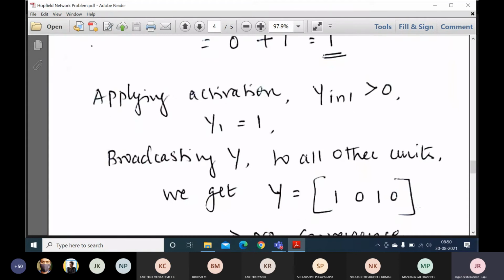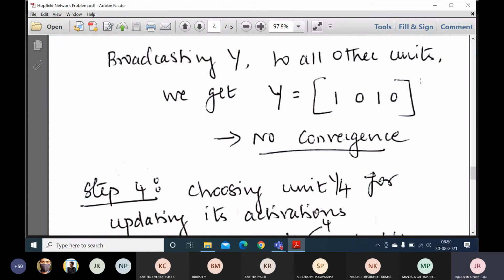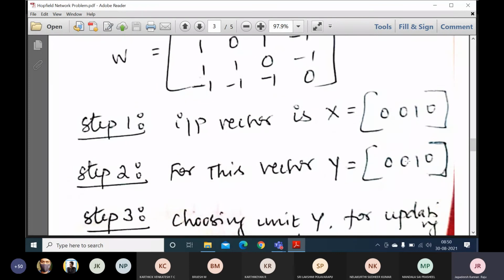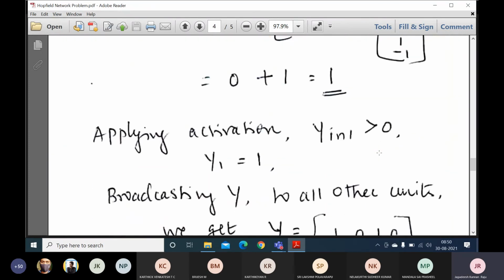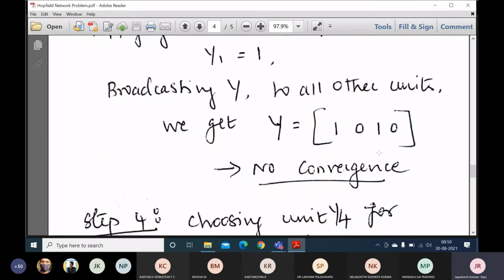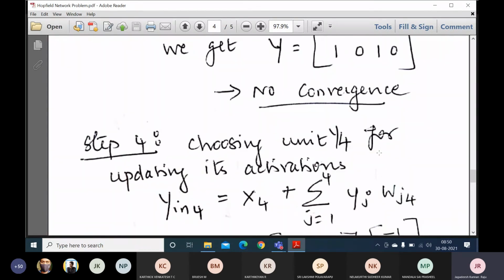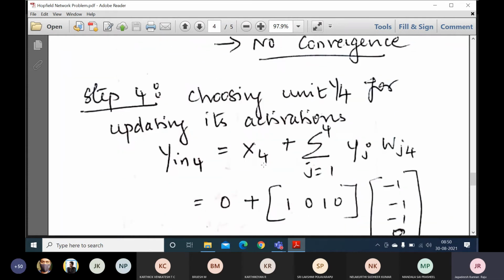Okay, next one. There is no convergence. Why? Because what I need to get is 0, 0, 1, 0, but what I get here is 1, 0, 1, 0. So the network has not converged. So what I need to do is choose the next asynchronous update. After y1, I have chosen y4. So choosing the unit y4 for updating its activation, the same process I need to do.